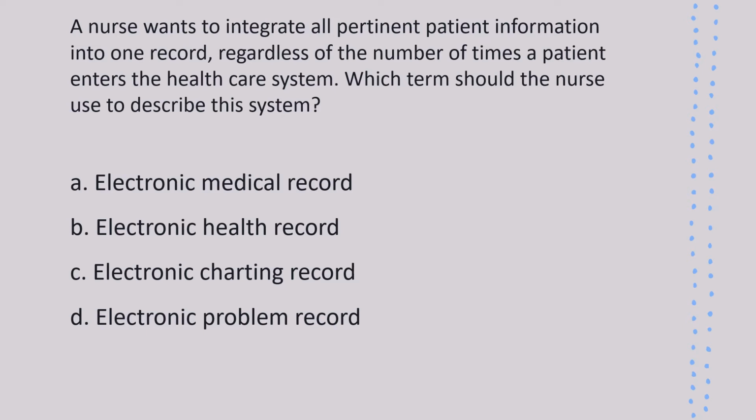A nurse wants to integrate all pertinent patient information into one record, regardless of the number of times a patient enters the healthcare system. Which term should the nurse use to describe this system? A. Electronic medical record. B. Electronic health record. C. Electronic charting record. D. Electronic problem record.